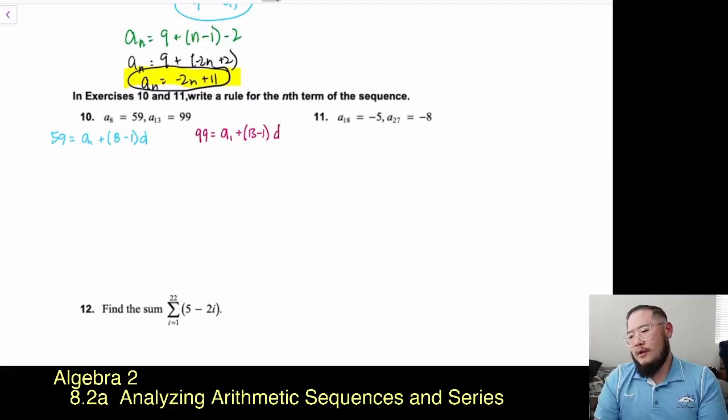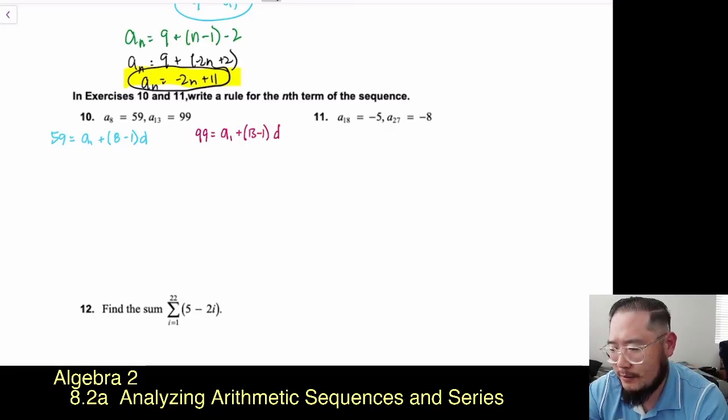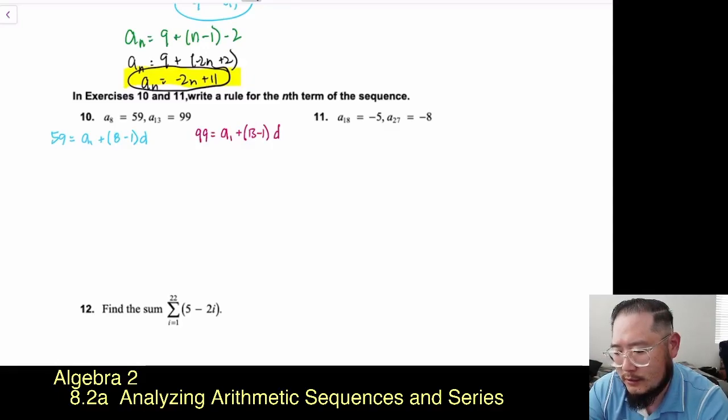Now that we have that, let's go ahead and do a little reorganizing and reshuffling. Let's simplify things out a little bit. And so we have 59 is equal to a sub 1, and then this becomes 8 minus 1 is 7, so we got plus 7d.